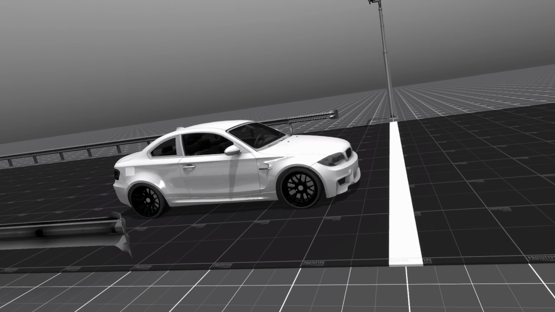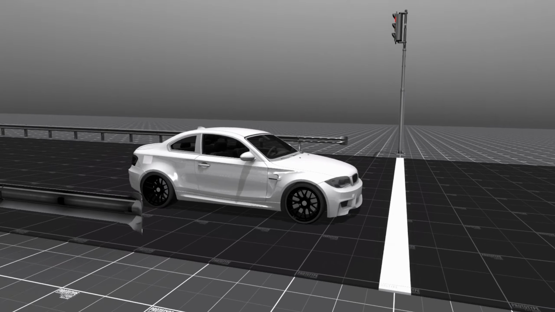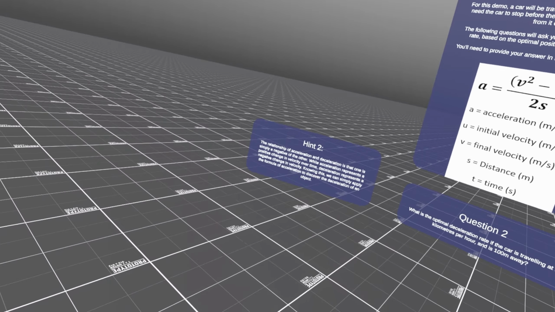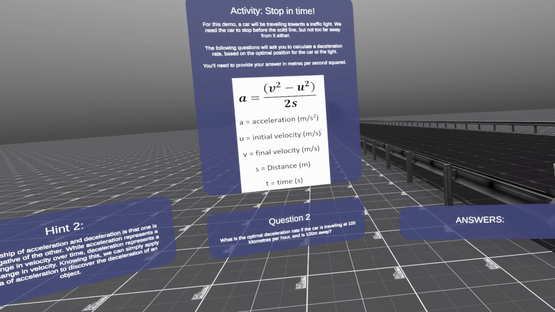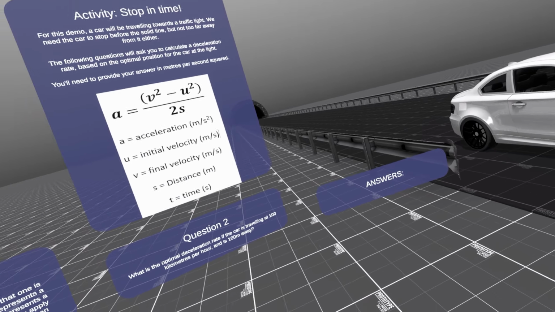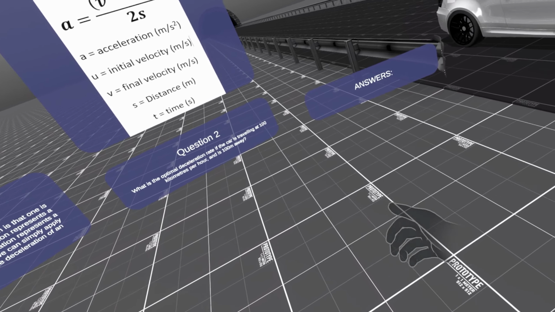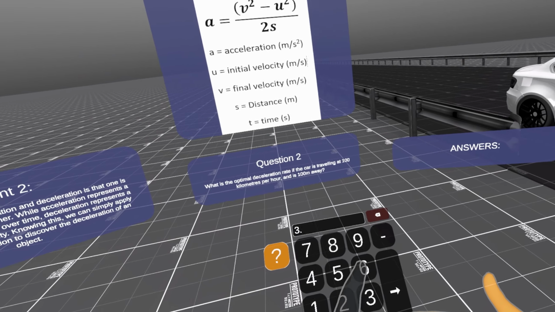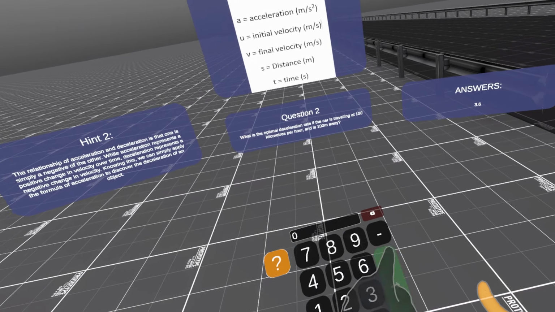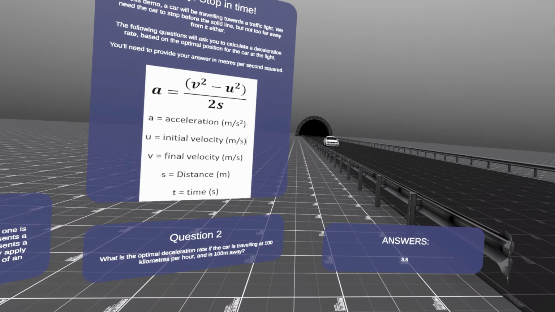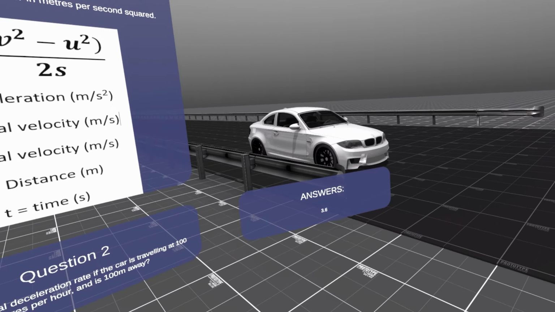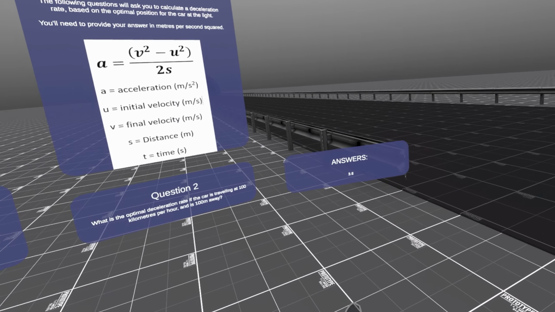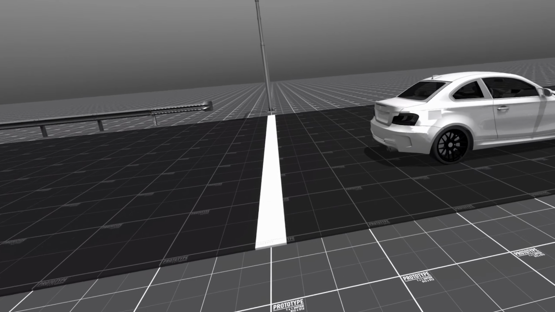Question 2. What is the optimal deceleration rate if the car is traveling at 100 kilometers per hour and is 100 meters away? Right, so I'm going to use my brain a bit here and say to go from hour to second is 3.6. So let's just have a guess and say 3.6, 100 and 100. Oh, it's got to be negative as well. Oh, that was a good guess.